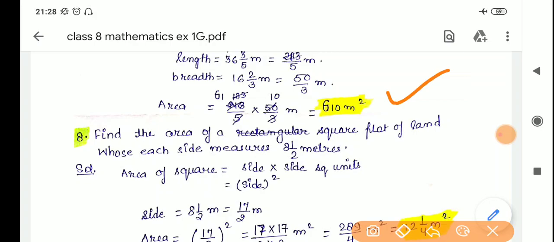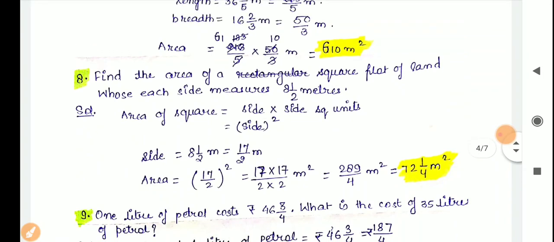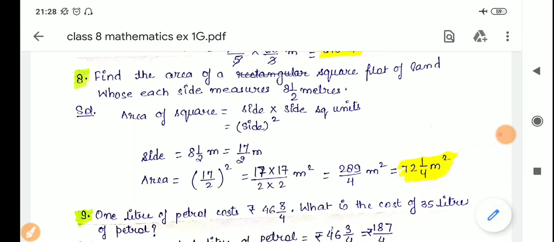See what I told you, right? Formulas you have to be familiar with, like in the previous question, area of a rectangle, now in this question, area of a square. Like this you have to be aware of the formulas. Now find the area of a square plot of land whose each side measures 8 complete 1 by 2 meters. Okay, side is given and they are asking about the area of a square.